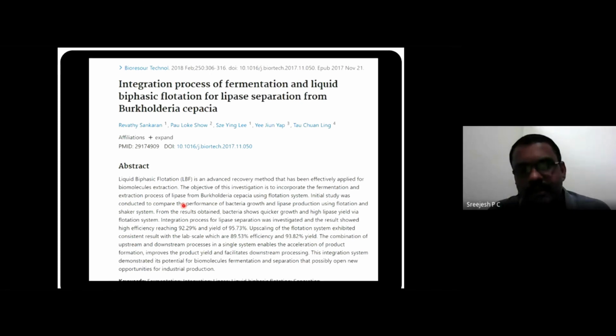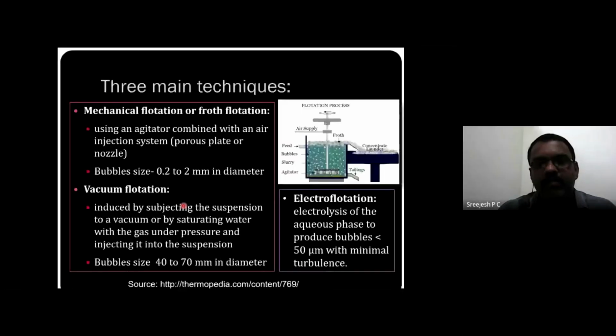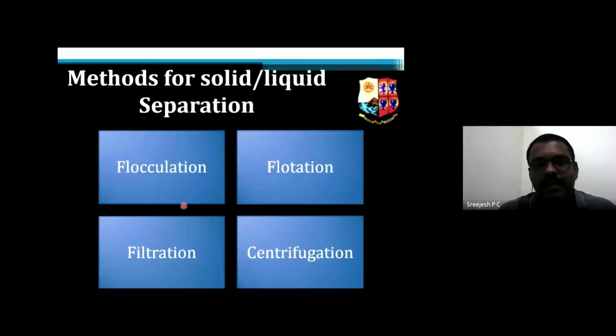So remember, the first step of downstream processing is the liquid solid removal, which can be done with the help of various techniques, as I mentioned at the beginning, like flocculation, flotation, filtration, or centrifugation. In that, we just discussed flotation as a technique. And normally, which path we will be using for the further downstream processing will depend upon the location of the product, where it is present. If your product is present intracellularly, what will you be collecting? You will be collecting your cells, and you will be discarding the broth.